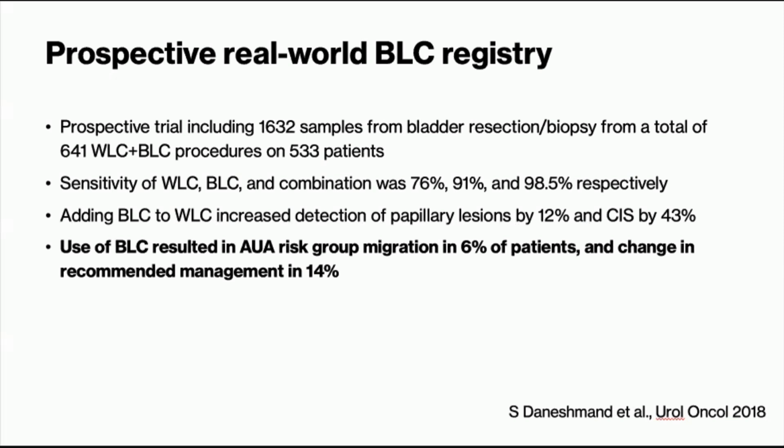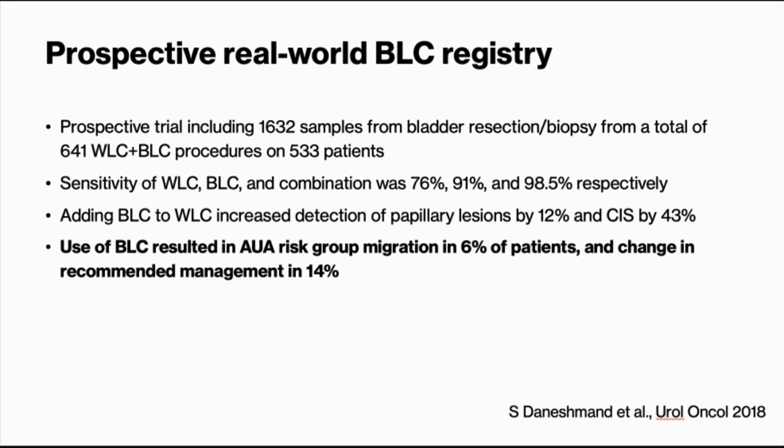Now, in terms of how this has actually panned out in the real world, Danishmand in 2018 published this study, which was a prospective real-world blue light cysto registry, including over 1,600 samples across 641 white light and blue light procedures. All these patients got white light first, then got blue light, and in determining where and during what types of light lesions were suspected to be malignant, they took samples and biopsies and determined that the sensitivity of white light, blue light, and the combination of both recognizing something was likely malignant was 76, 91, and 98.5% respectively.